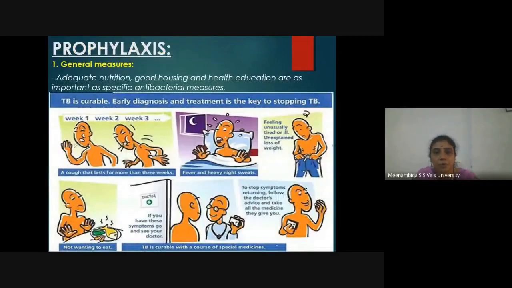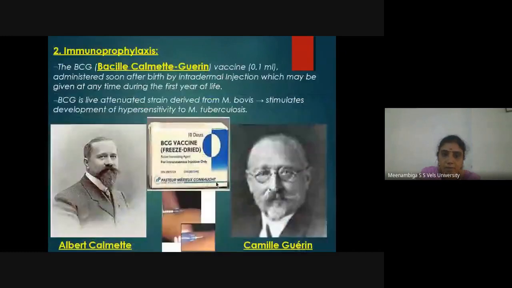So we'll go to prophylaxis. What are the general measures taken to prevent this? One is adequate nutrition, health, good housing, hygienic measures. If all of these are followed, aerosol droplets and droplet nuclei won't spread. Okay. Then the next one is immunoprophylaxis.